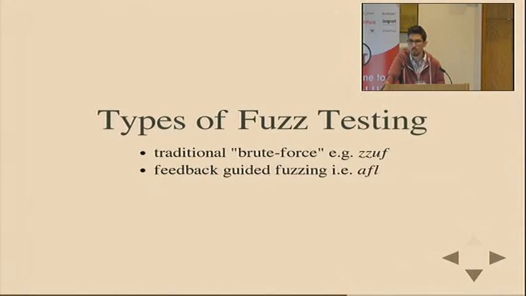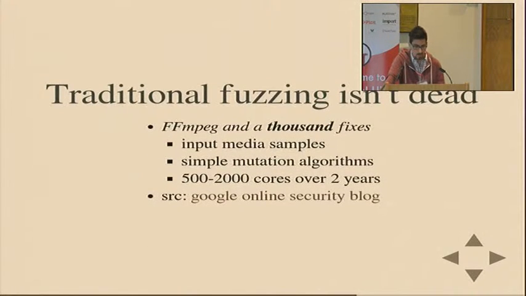So fuzzing has been around for a good long while. An example traditional fuzzer would be Zuff, which is fuzz backwards. And then AFL has a few extra tricks up its sleeve. So just on traditional fuzzing for a moment, Google had a security team that found 1,000 bugs in FFmpeg, which, as you may know, is a popular image library. This is slightly terrifying. They did have up to 2,000 cores for 2 years.